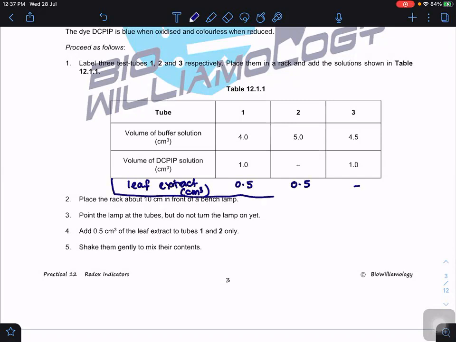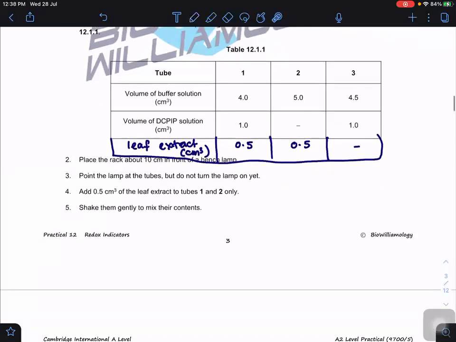So I want you to look at something. You realize now why we make the buffer solutions have different volumes? Because at the end, I want my total volume to be the same, 5.5. When the total volume is the same, we can make sure that the concentrations are maintained.